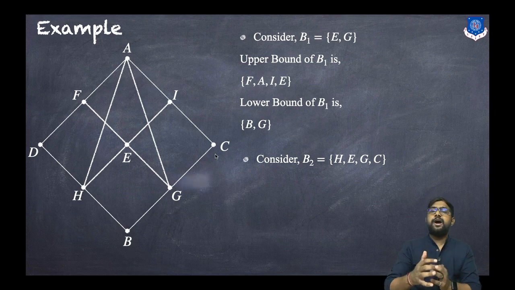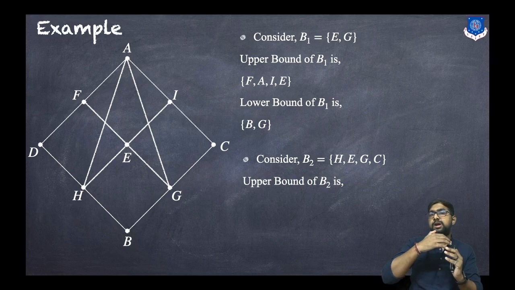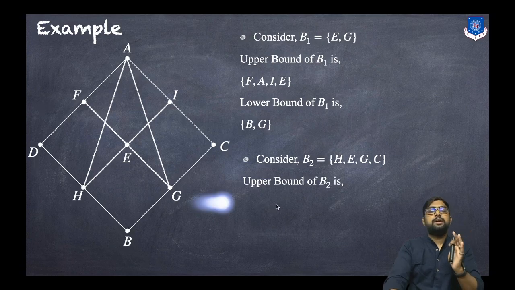Now we need to find the upper bound of this set. So again, there has to be a relation from this set to the upper points. So what are the upper points? So D, F, A, I and C, they are the upper points. Now we can go from H to D, but we cannot go from G to D. So D cannot be there.